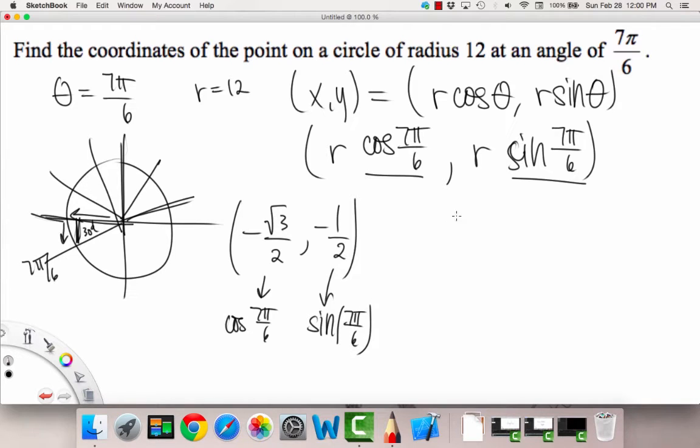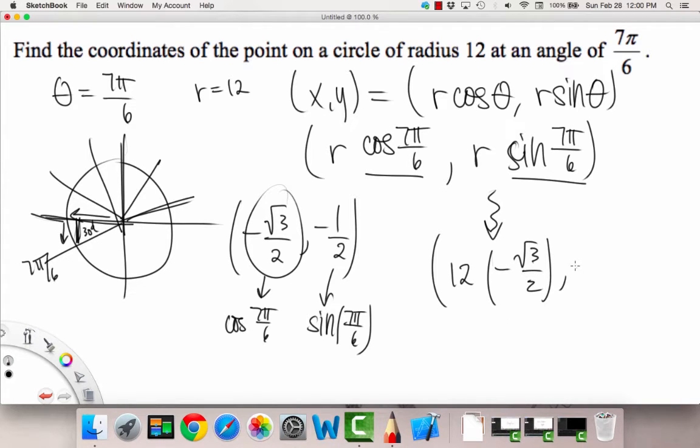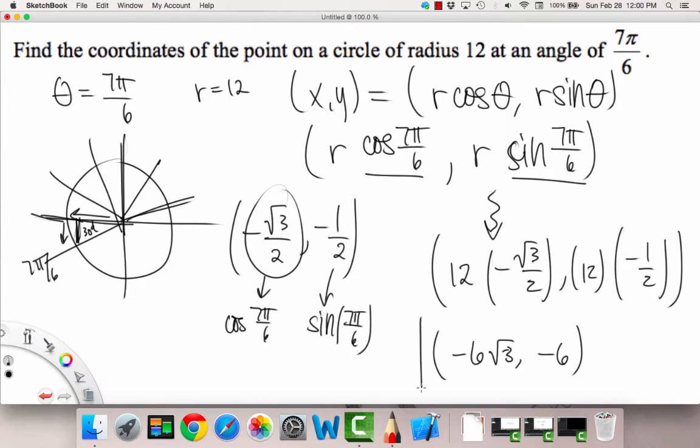Alrighty, so now we can go back to our problem and say, okay, so our xy point is going to be 12, which is our radius, times cosine 7 pi over 6. And cosine 7 pi over 6 is this negative radical 3 over 2, comma, r again, which is 12, times sine 7 pi over 6, which is a negative 1/2. Okay, and then we just simplify here. So we can say now our point is going to be negative 6 radical 3, comma, negative 6. Okay, and that is going to be our point on the circle of radius 12 at the given angle.